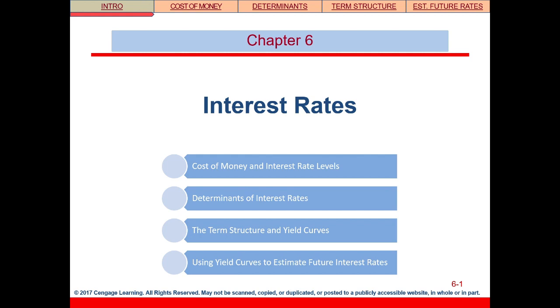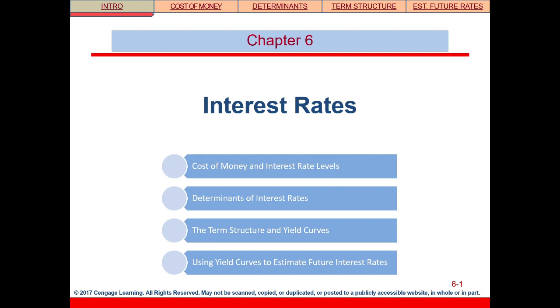In Sector 2, we discussed the determinants of interest rates. That's actually based on what we discussed in Sector 1, but in Sector 2, we're going to formalize it using an equation or formula so that you know how to calculate the interest rates, and the other determinants. In Sector 3, we are going to discuss the term structure and yield curves.